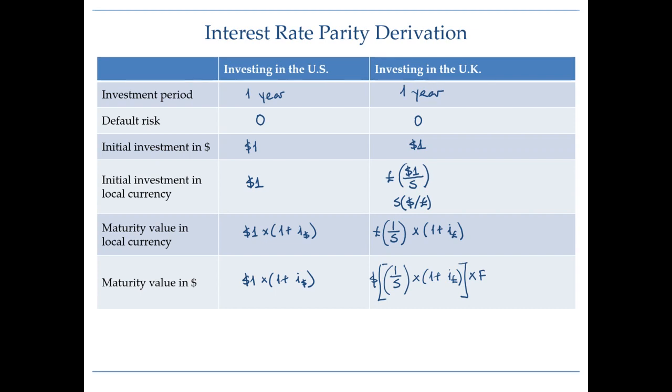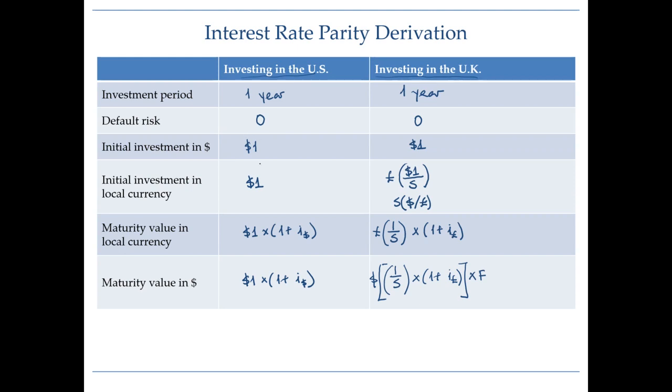So let's see what we have. We have these two options. We can invest in the US. Let's summarize it. We can invest in the UK. Both investments have same time period of 1 year. Both investments have same level of risk, which means 0 default risk. And both investments also have no exchange rate risk, remember. So when you invest in the US, your domestic currency is dollar, so there's no exchange rate risk. When you invest in the UK, you actually hedge your exchange rate risk by selling the exact pound maturity value forward at the forward rate, so there's no exchange rate risk. So essentially, zero default risk and zero exchange rate risk with both of these options.